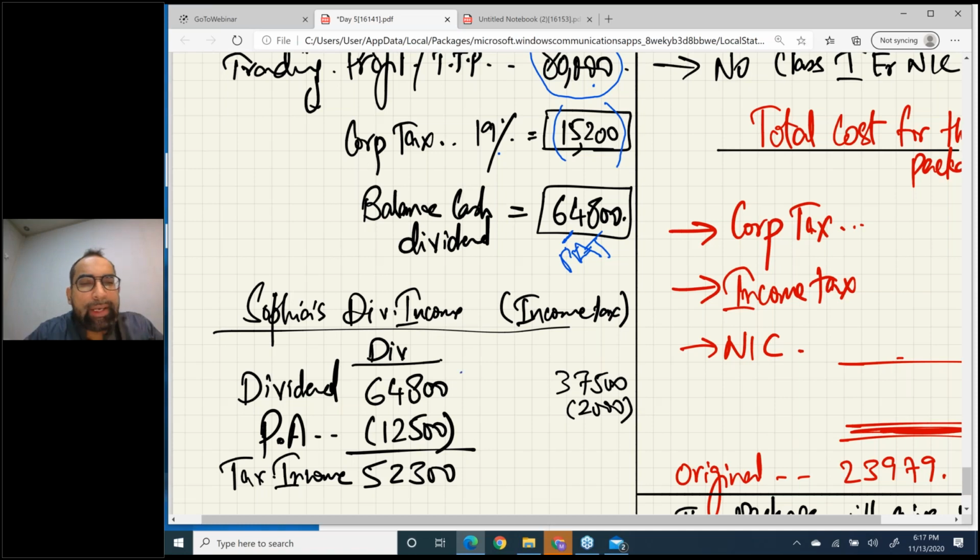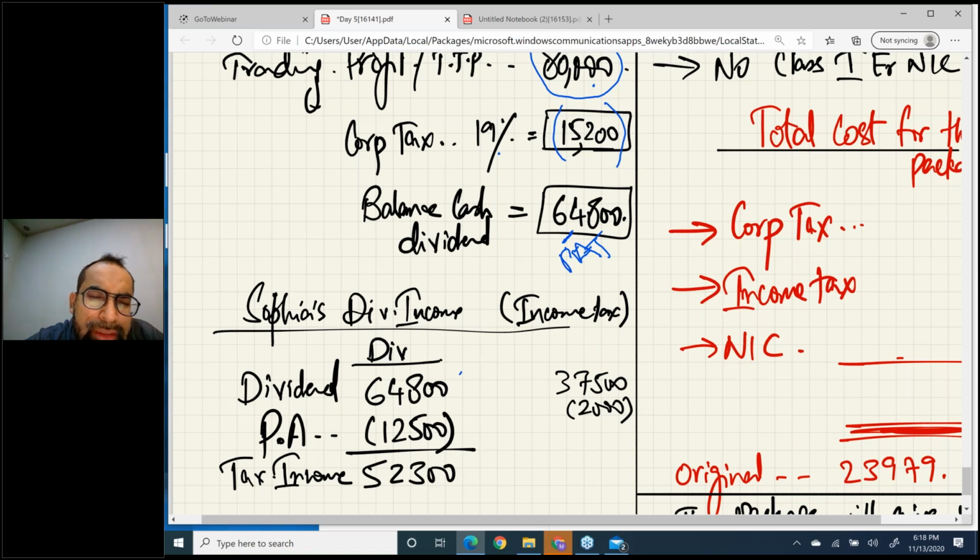Now let's calculate normal tax on dividend income for Sophia. Sophia has no other income, just dividend income. So this dividend income will be her total income, her net income, and obviously it will become her ANI. As the adjusted net income is less than 1 lakh, she is eligible for personal allowance of 12,500. So deduct personal allowance 12,500 from 64,800. Taxable income will be 52,300.